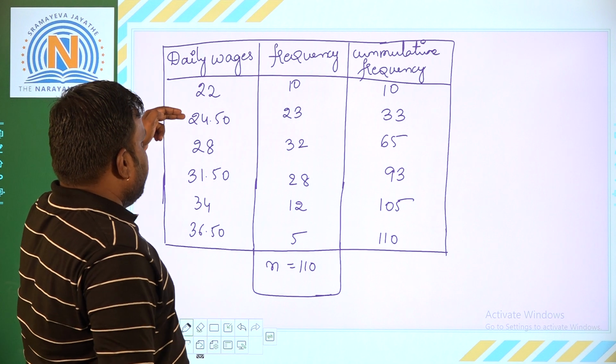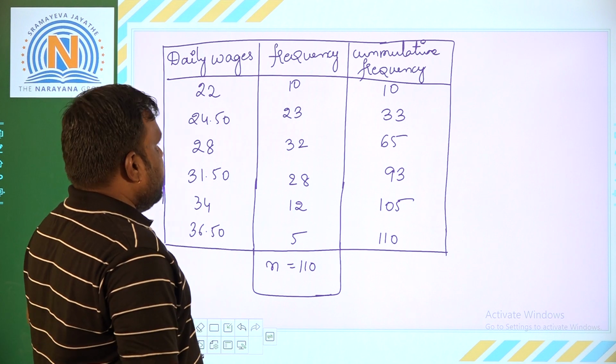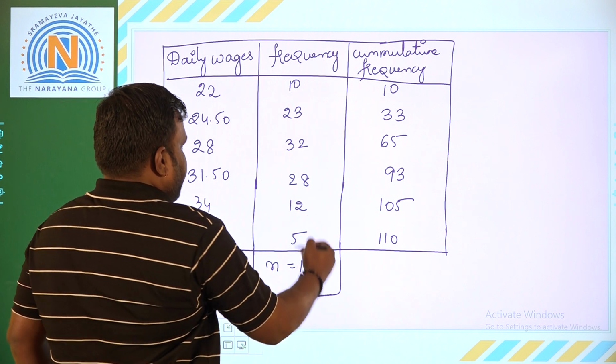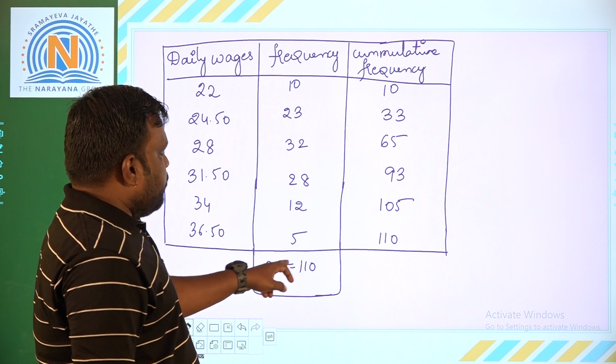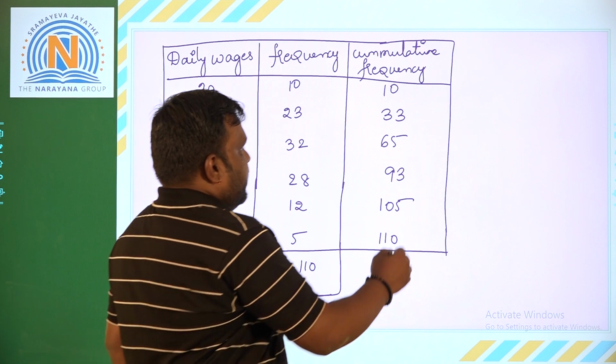22, 22, 24.50, 28, 31.50, 34, 36.50. And next the frequencies are 10, 23, 32, 28, 12, 5. See, on adding all this, we are getting n equal to 110. So now n is even.